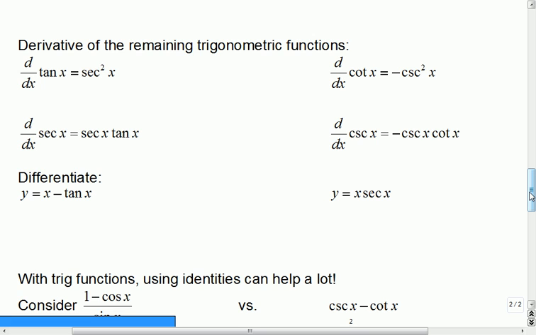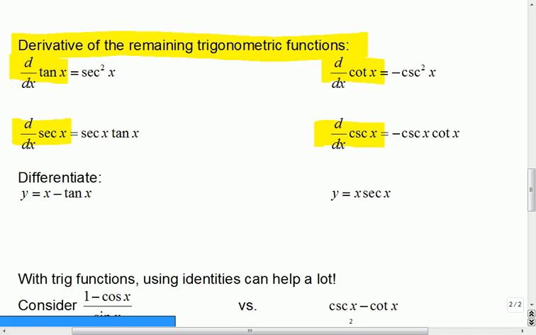You do need to know the remaining 4 trig functions and their derivatives. So these are the 4 of them on the board here, and you'll need to know these 4, and there are no formula sheets for your AP exam.